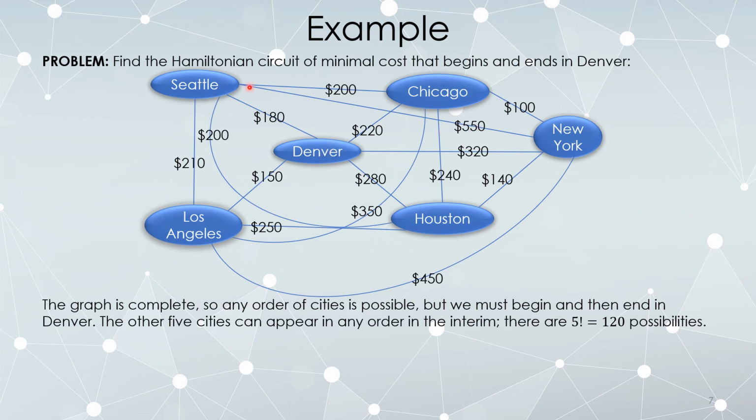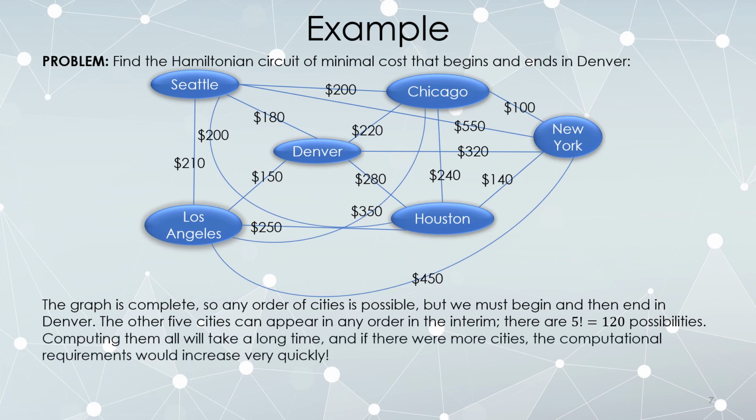Notice that going from Seattle to New York is $550, which is more expensive than Seattle to Chicago for $200, then Chicago to New York for $100. So not every edge really makes sense, but at least they all exist, which means every possible ordering of cities is a legitimate path we could take. Since we have to begin and end in Denver, there's 5 other cities that we need to list out, so there's 5 factorial or 120 possibilities.